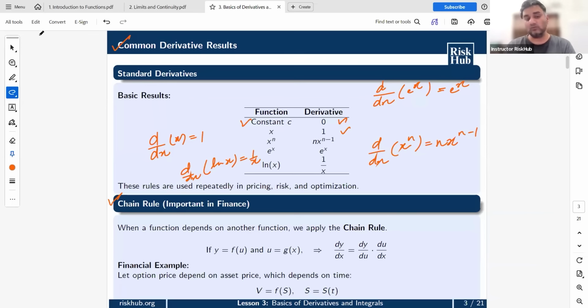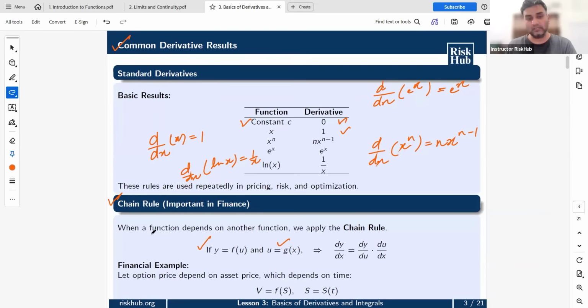Then we have your chain rule, which is very important in finance. When one variable depends on another variable, for example, let's say option price depends on your stock price, which depends on your time. Mathematically, y is equal to f(u), a function of u, and u is equal to g(x). So dy/dx is equal to dy/du times du/dx. That is what we need to understand.